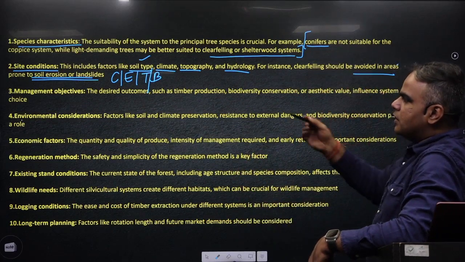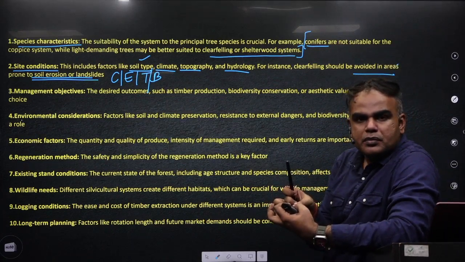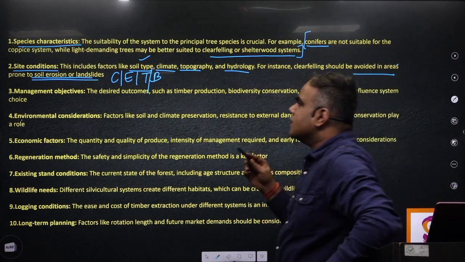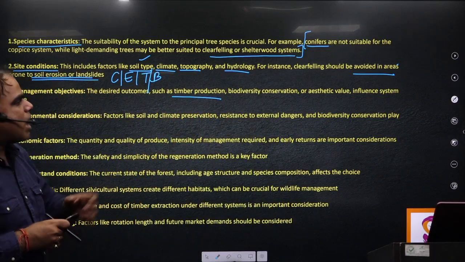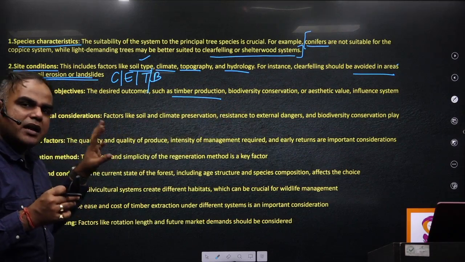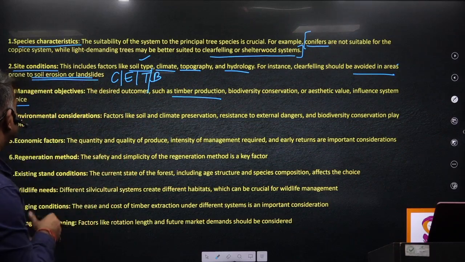Okay, I understand. Now, what is the objective of the management? They may want to increase the revenue, they may want to do a protection, whatever they want. So, for example, if the desired outcome is timber production or biodiversity conservation or aesthetic value, depending on that, we will choose a silvicultural system. Okay, so what is the objective we want?